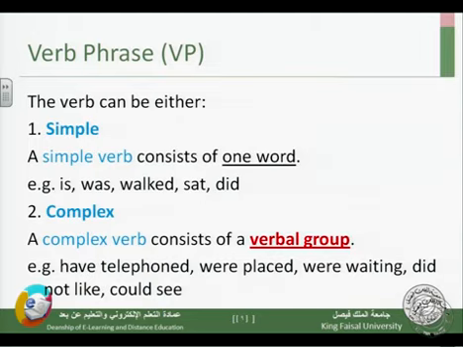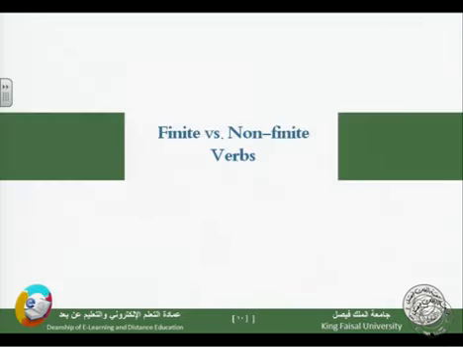So did not like is a complex verb. It is composed of a verbal group, okay? And could see as well. Here we have a modal which functions as an auxiliary, a modal auxiliary. It is a helping verb, and see is the main verb.